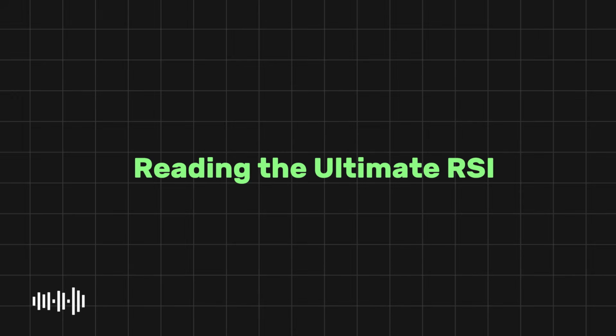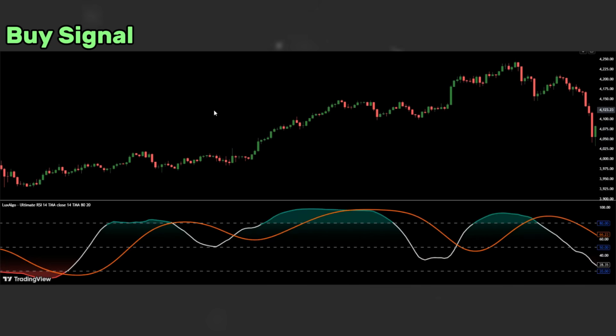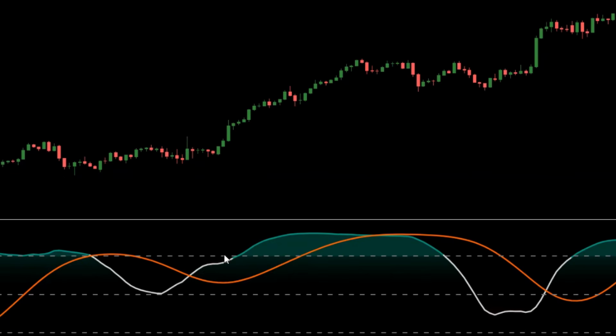Reading the Ultimate RSI. When we see a buy signal, the first thing we'll look at is the Ultimate RSI line. If this line crosses above the orange signal line, it shows that the market may start moving up. But we don't act just yet. Next, we check if the RSI line is above the midline at 50, which tells us that the overall trend is bullish.